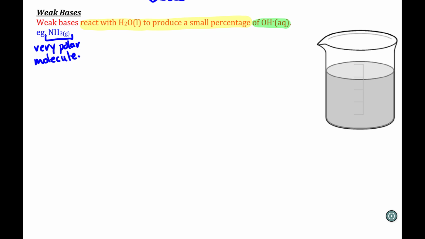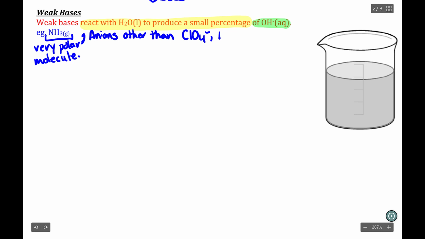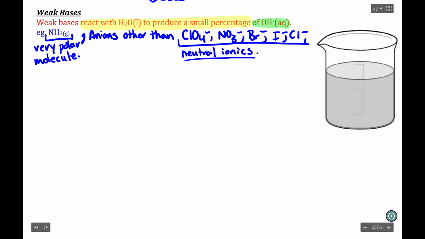I'm going to talk about that one a bit more. And then also anions other than the conjugates to the strong acids. So that would be ClO4 minus, NO3 minus, not HSO4 minus, it's actually an acid, but Br minus, I minus, and Cl minus. You should have these memorized as being neutral ionics. And by the end of the lesson, I'm going to do a review of why they're neutral ionics.